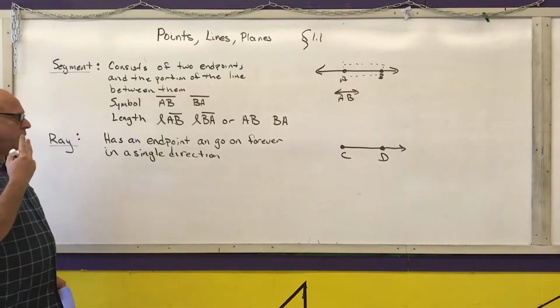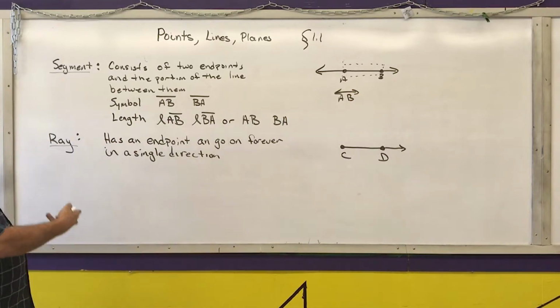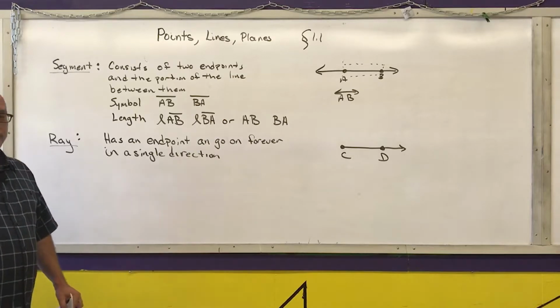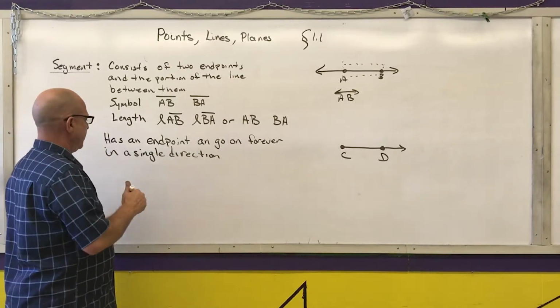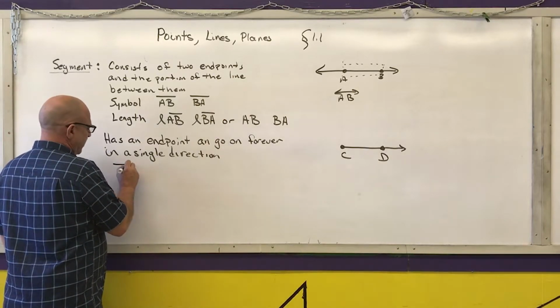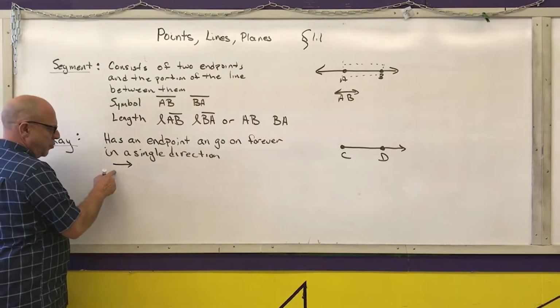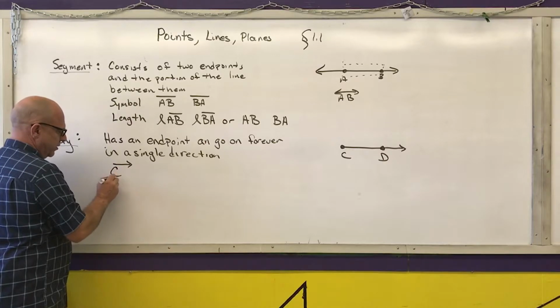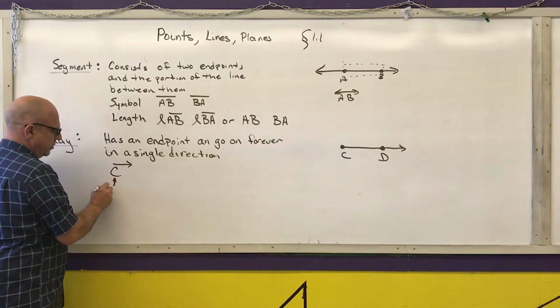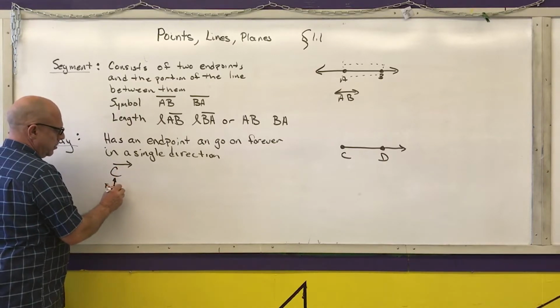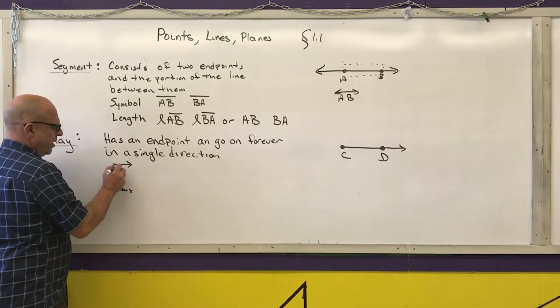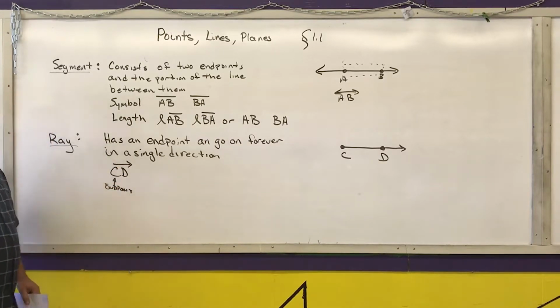So all rays, in order for me to write them down or to name them, I need 2 points. The first point is always going to be the endpoint. I use the symbol, it's an arrow, with the first point always being the endpoint. So this point right here is the endpoint. And this point right here is another point that the ray goes through.